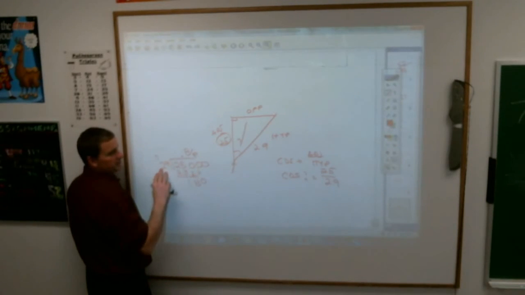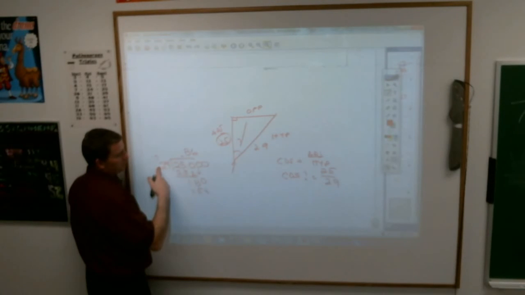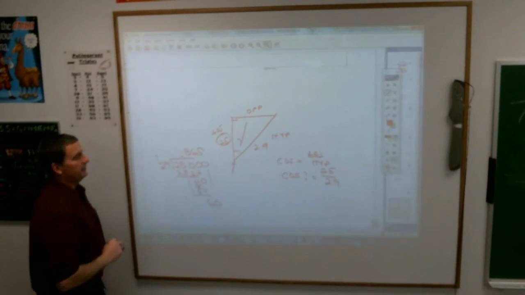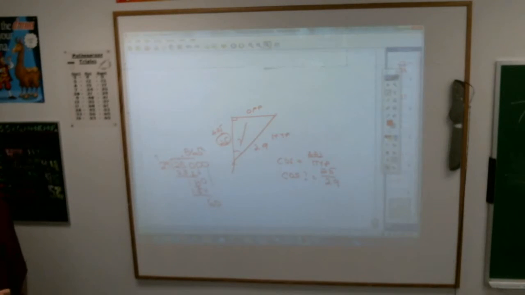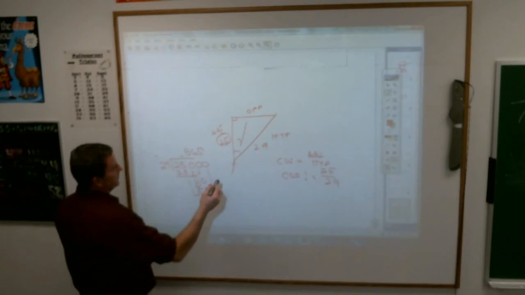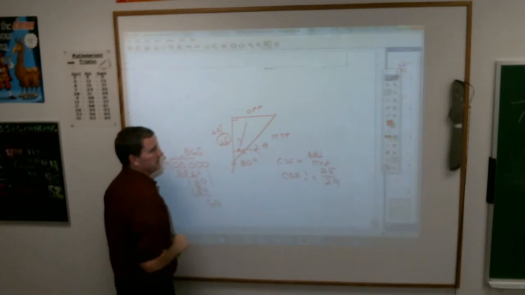What is 180 minus 29? 151. That's right. That didn't really work out, did it? So this ends up being about 0.865. Which one is it closer to now? Still 30. Okay, so 30 degrees. That would be the 30 degrees that this angle would be.